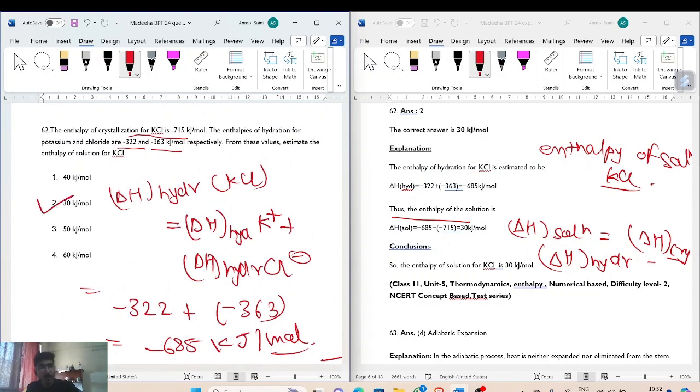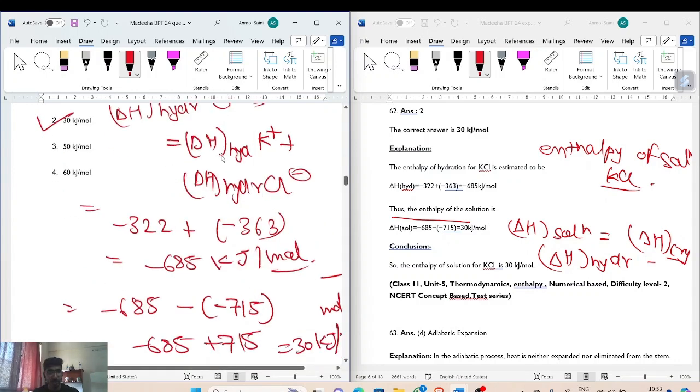Here we have to calculate the enthalpy of solution. First of all, we calculate the hydration enthalpy. Then we are given the crystallization enthalpy, so we can calculate enthalpy of hydration minus enthalpy of crystallization. So the correct answer will be option number 2.